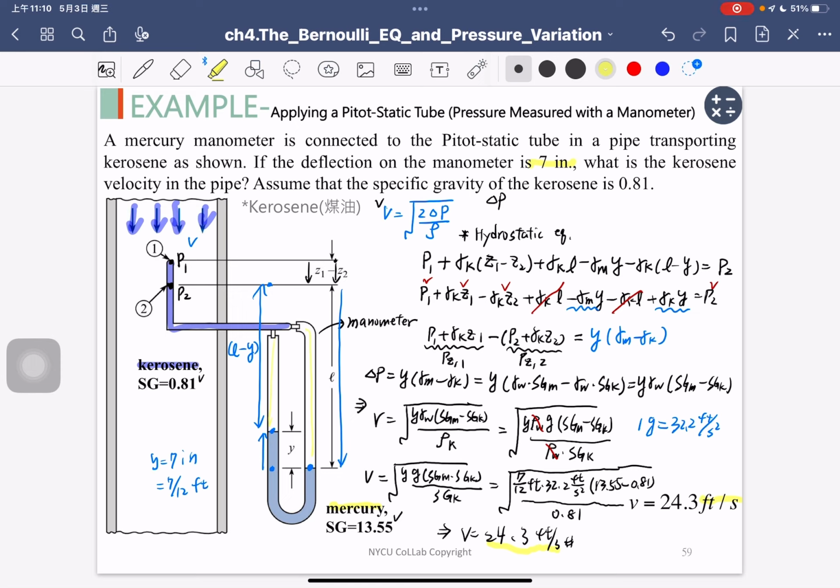We cannot forget everything we learned before, because for this exercise we need to understand the hydrostatic equations, and then we know how to compute the delta P. Based on the Bernoulli equation, we know that the velocity is equal to the root of 2 times delta P divided by the density. So we put the delta P inside the equation, and based on this equation, we can rapidly estimate the flow velocity in the field. Okay, so that's a very nice exercise.